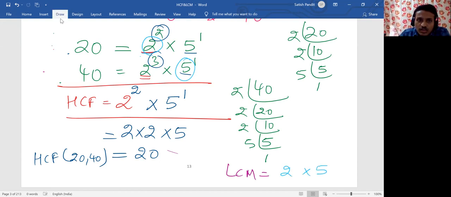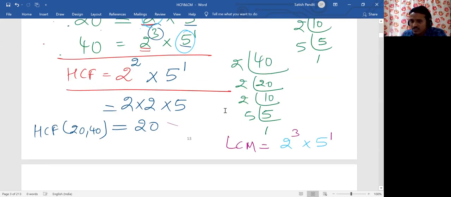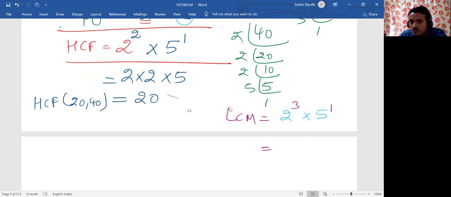Then what do you do now? Just find out the highest power of each of these prime factors. So what is the highest power of 2? 3. What is the highest power of 5? 1. You understand? So it will be 2 to the power 3, which is 2 into 2 into 2, and 5 to the power 1, which is 5. So 2 4s are 8, 8 5s are 40.